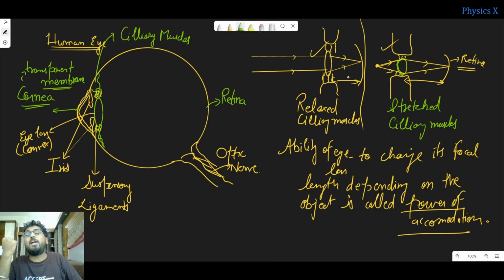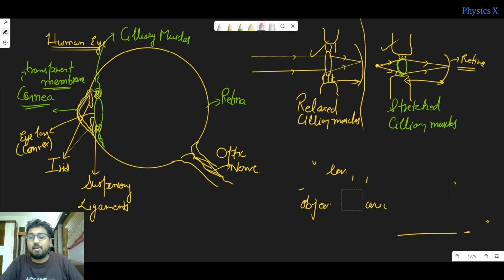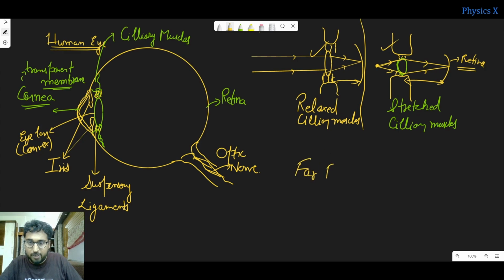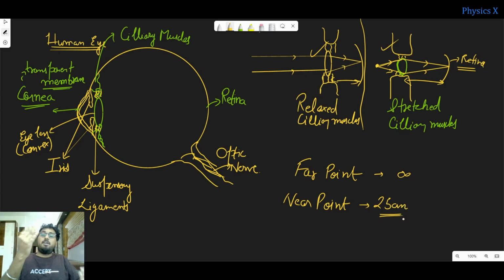Now there is a limitation to the human eye. You can see very far objects very clearly, so there is no certain point up to which you can define that you can see this far. That is why the far point, the point up to which you can see, is considered as infinity. And the near point, up to which your eye can see clearly, is generally considered as 25 centimeters. If an object is placed at less than this distance from your eye, your eye won't be able to focus it, and you won't be able to see very clearly.